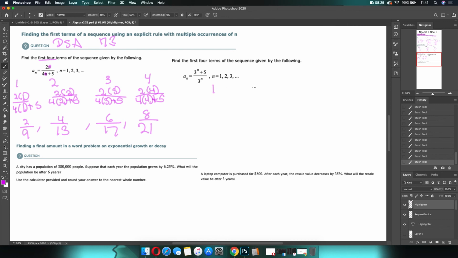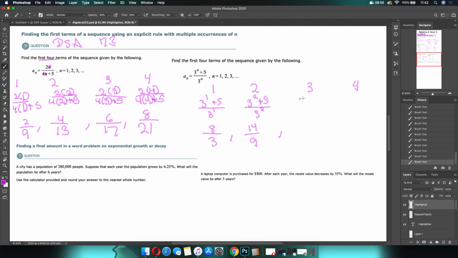We have a 1, a 2, a 3, and a 4. So that'll be 3 to the first power plus 5 over 3 to the first. 3 to the first is 3, 3 plus 5 is 8, and 3 to the first is just 3. Next up, we have 3 squared plus 5 over 3 squared. 3 squared is 9, 9 plus 5 is 14, and 3 squared is 9, okay?